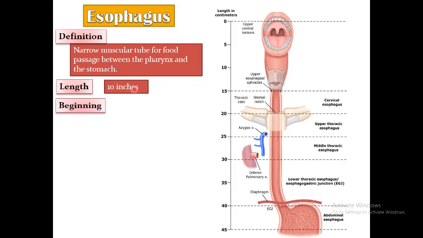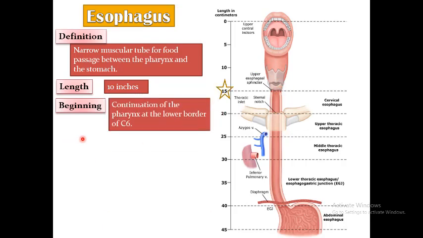About its beginning, it begins as a continuation of the pharynx. Where? What is the vertebral level of this? At the level of C6, cervical 6. So it's a continuation of the pharynx at the lower border of C6. This is the beginning of the esophagus.